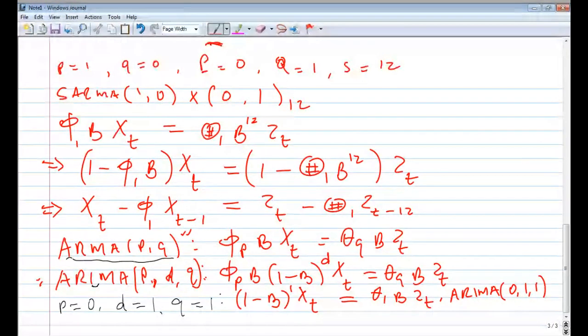It's autoregressive, we don't have it. Differenced only one time, and then a moving average of order 1. So if you don't want to write it like this, you can write it as what? You can tell me. If you don't want to write it as ARIMA(0, 1, 1), you can write it as what? IMA(1, 1). IMA(1, 1). Thank you very much. So it's ARIMA(0, 1, 1) or IMA(1, 1). Any question before we move on?